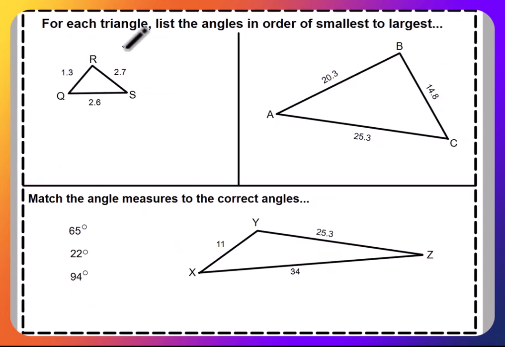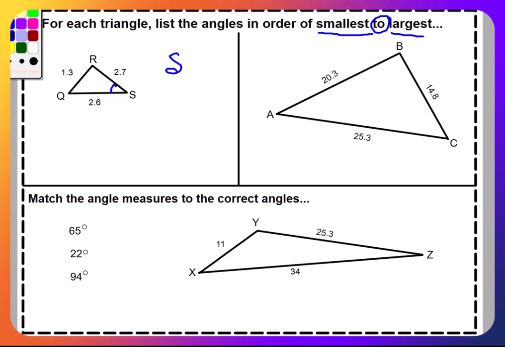Okay, so here we go. For each triangle, list the angles in order of smallest to largest. So we want the smallest to the largest. We want angles, not sides, but we have to use the sides. So what side is the smallest? 1.3. Which angle is opposite that? Angle S. So angle S is going to be the smallest.